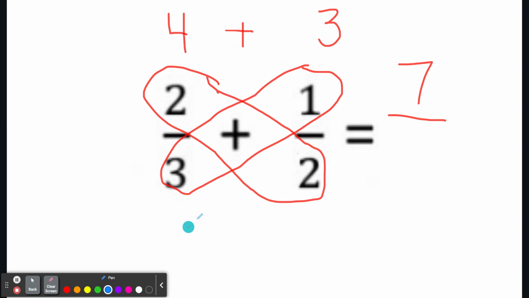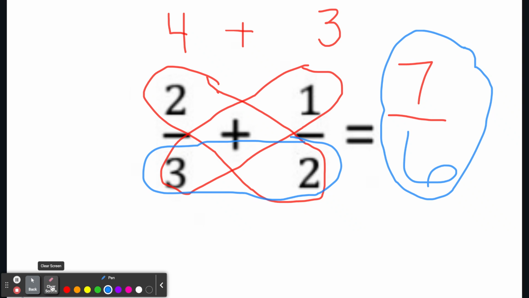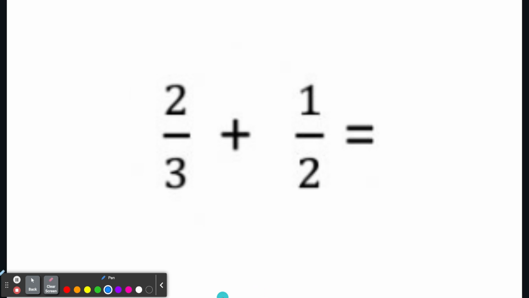Now, in order to get the denominator, we are going to multiply the denominators of both of our fractions. Our denominators are 3 and 2. What is 3 times 2? You guessed it, 3 times 2 is 6. So we know that 2/3 plus 1/2 is 7/6. That is our answer. Let's try another one together.